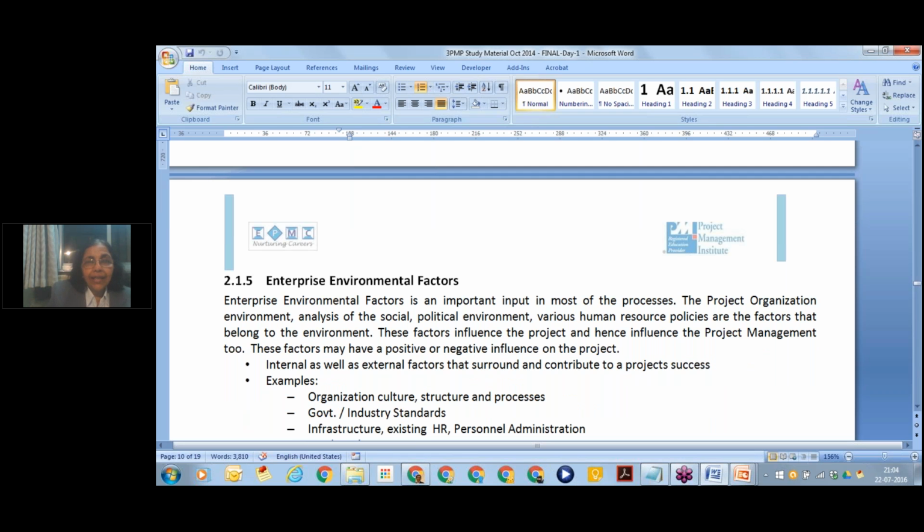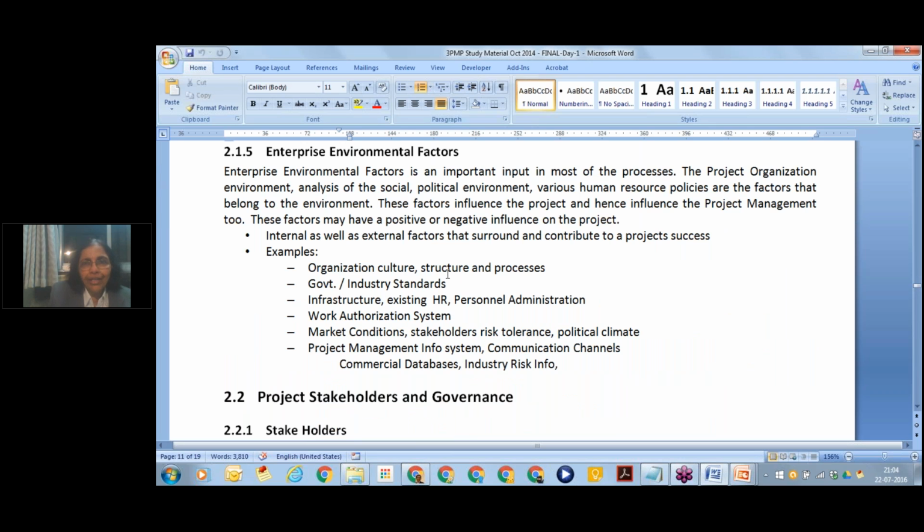One more factor is enterprise environmental factors, or EEF. OPAs are absolutely objective. They are formally defined for your organization. Whereas enterprise environmental factors, or EEF, are subjective. They talk about culture, geography, climate, society, the way society reacts, political awareness of the society, and the instability or stability of the society. So basically we are talking about the environment and how you understand the environment.